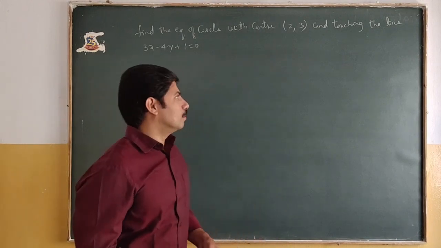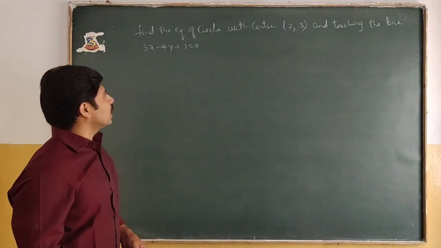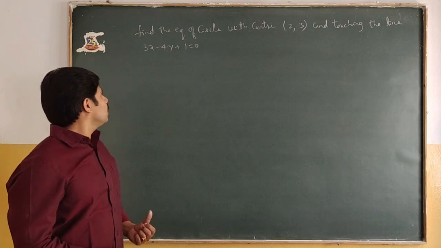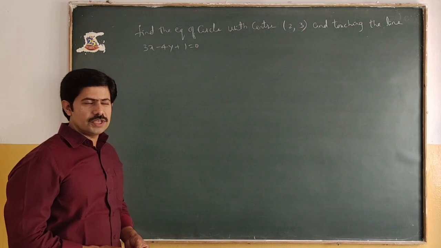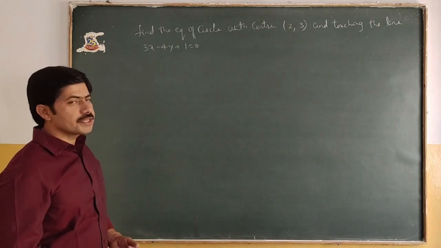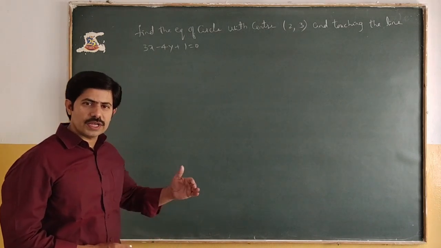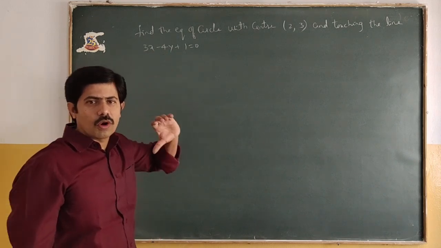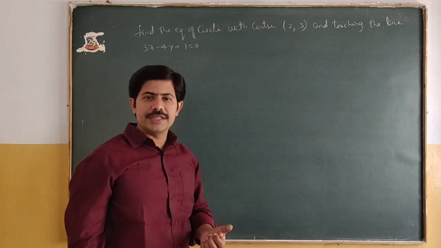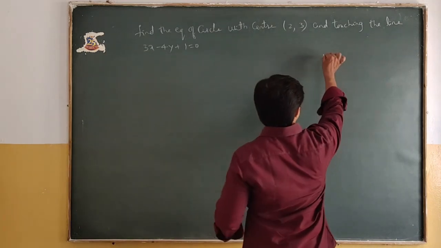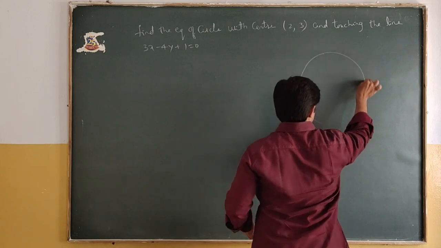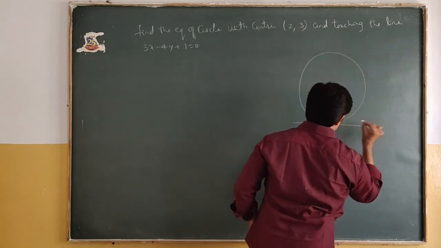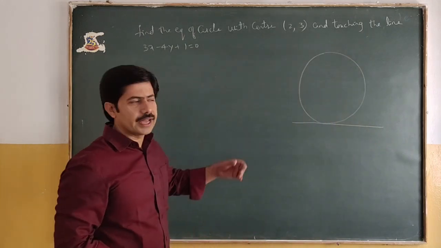So next problem. Find the equation of the circle with center 2, 3 and touching the line 3x minus 4y plus 1 is equal to 0. So here 3x minus 4y plus 1 is equal to 0 touches the circle. So what is this 3x minus 4y plus 1 is equal to 0 called? It is nothing but a tangent. See here, now, this is the circle. 3x minus 4y plus 1 is equal to 0 touches the circle. So it is a tangent.